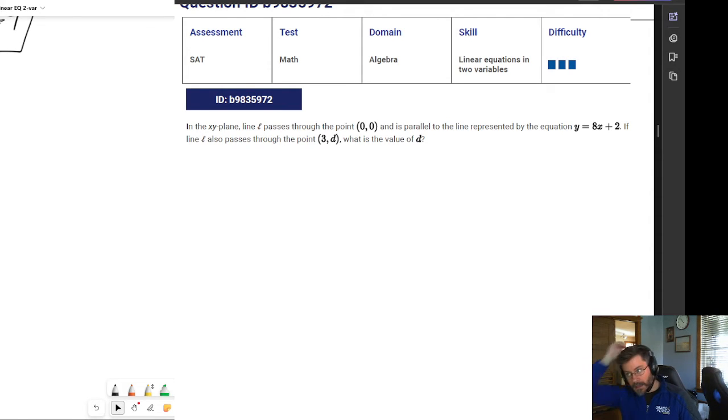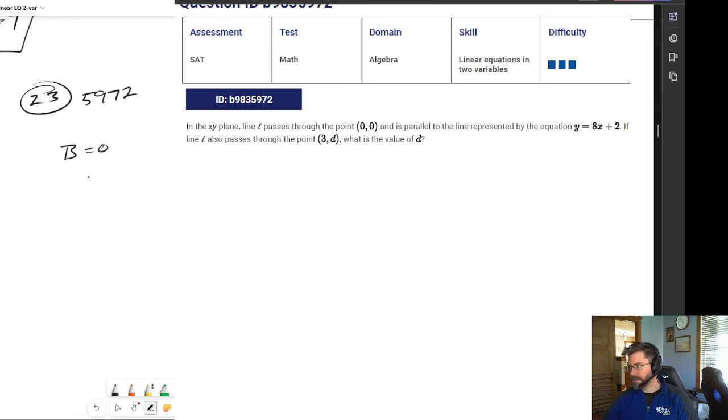All right. XY plane, line L passes through 0, 0. So that gives us the y-intercept for question 23 here. The b value is 0 because the y-intercept is 0.